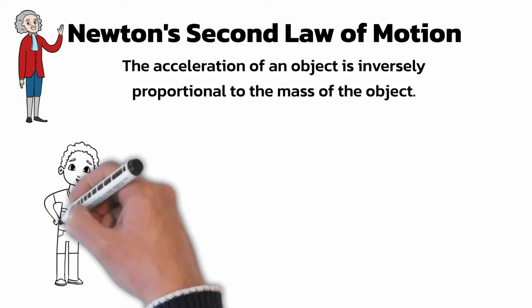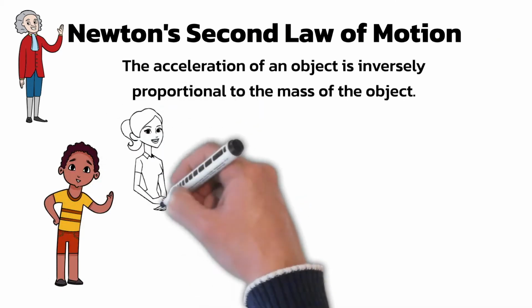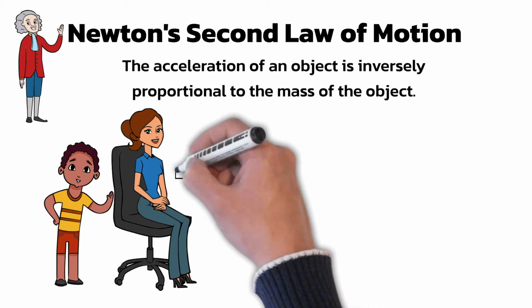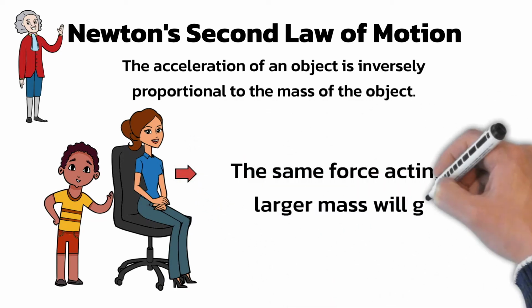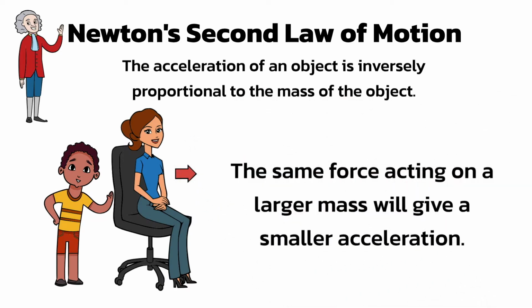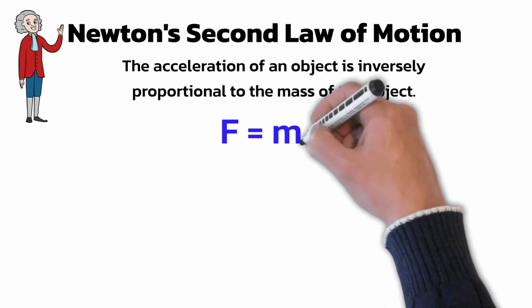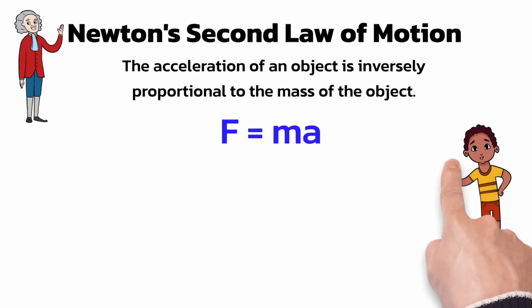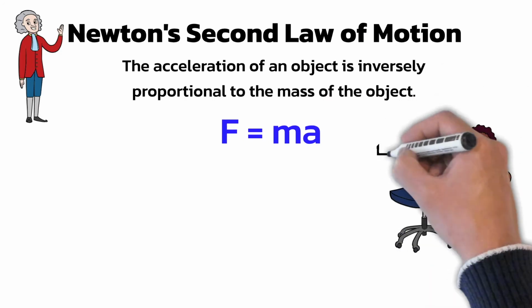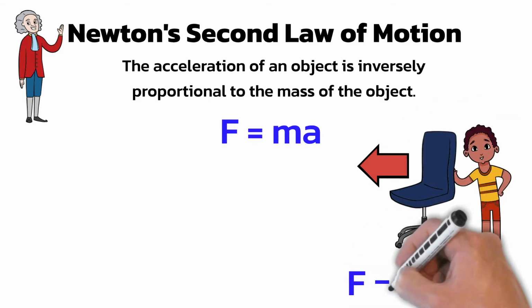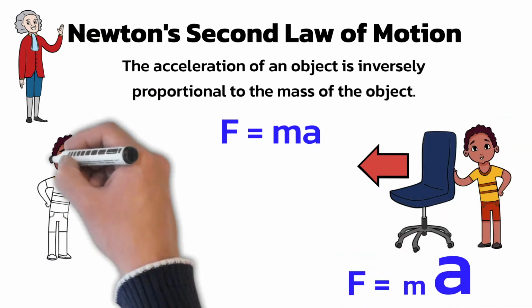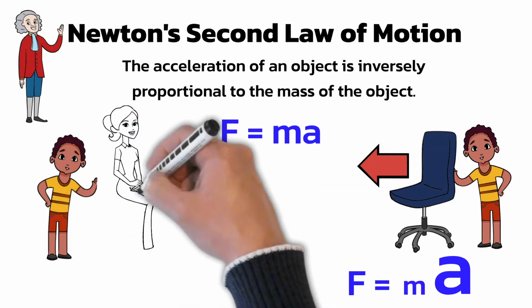But if Jane sits on the chair, it's more difficult to move, because of the larger mass. So, if Jack pushes with the same force, the acceleration of the chair will be smaller. So, using F equals ma, if the mass of an object is increased, the acceleration will decrease for any given force. And if the mass is reduced, the acceleration will increase.